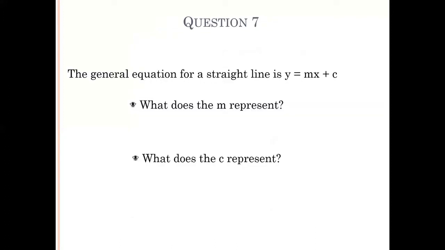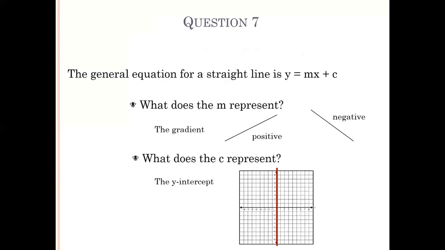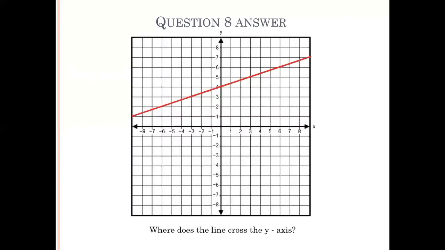Question 7. What does the m represent and what does the c represent? Well, the m is the gradient. It's positive if it runs from bottom left to top right, and it's negative if it's top left to bottom right. And the c represents where it cuts the y-axis. It's called the y-intercept. Question 8. Where does it cross the y-axis? Well, that crosses it at 4.